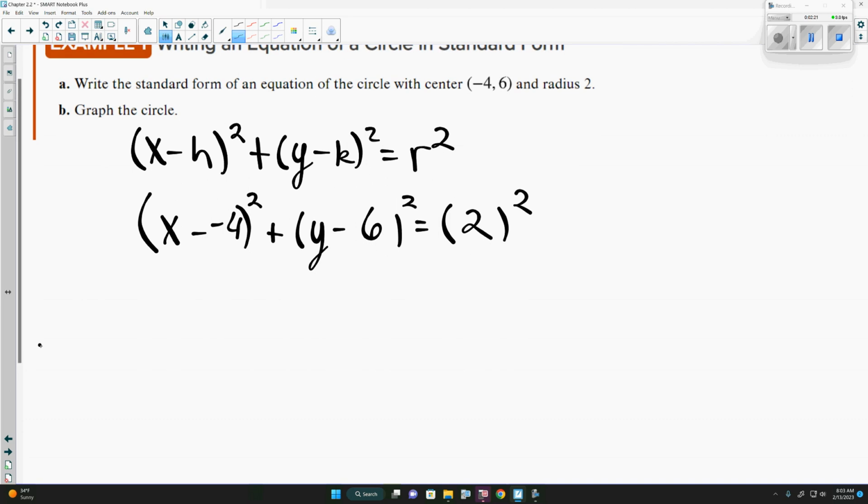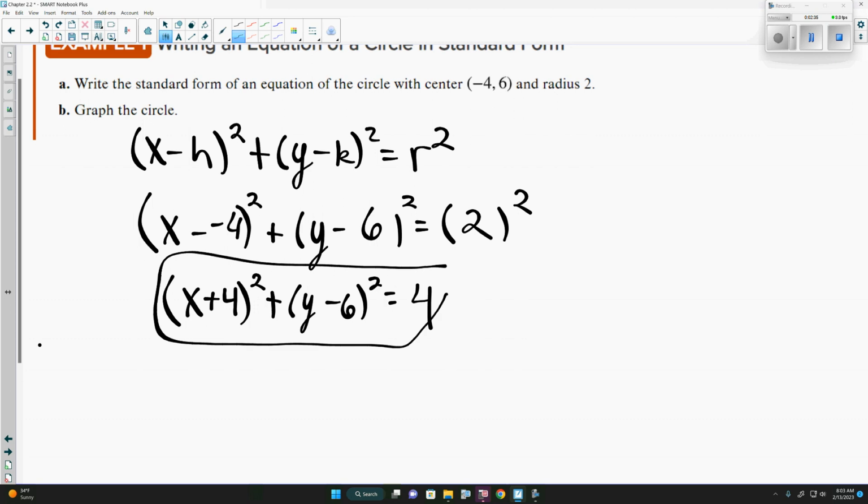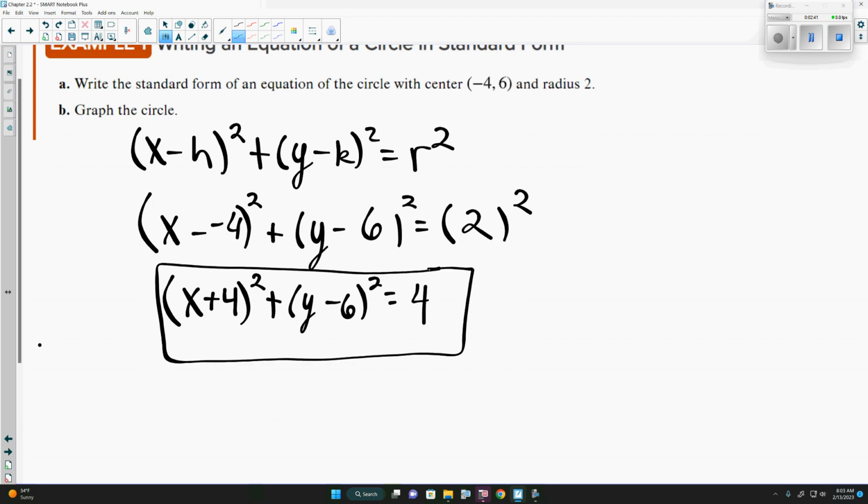Now at this point here, we do need to simplify. So negative negative makes plus. So we have (x + 4)^2 + (y - 6)^2 = 4, because 2 squared is 4. And that is the standard form of the equation of this circle. And that's it. That's all we have to do.